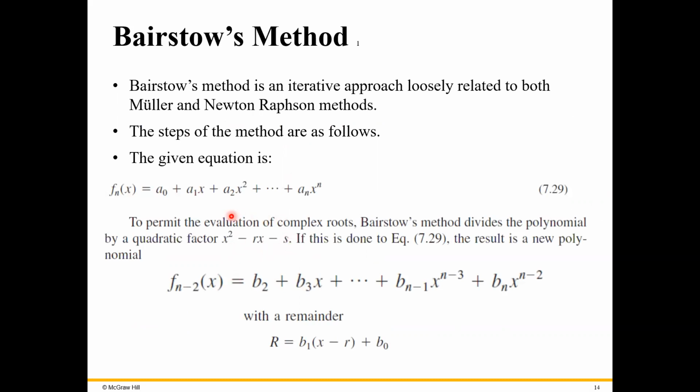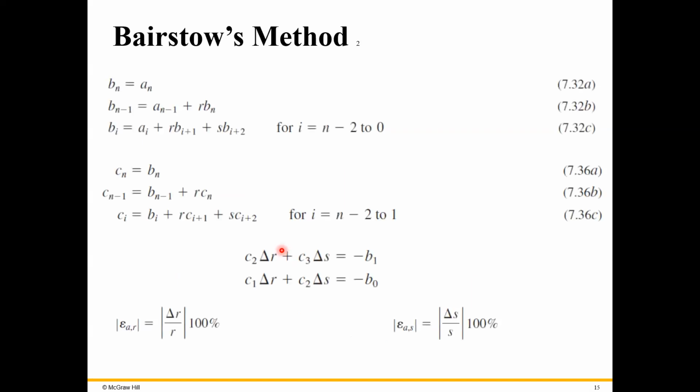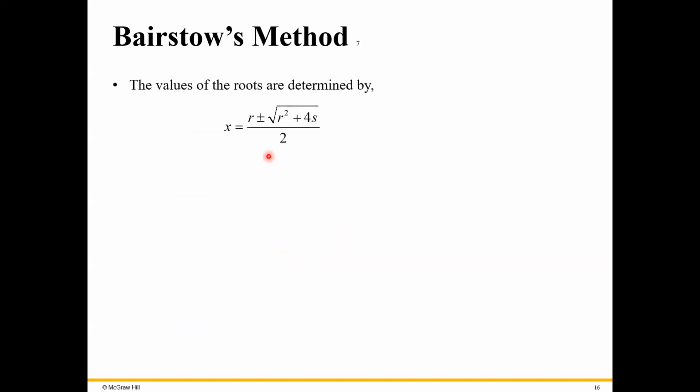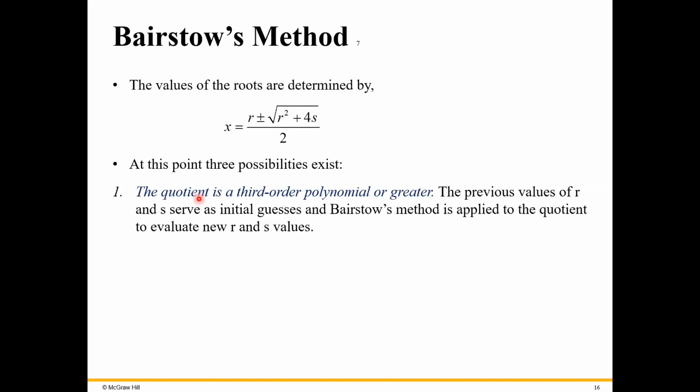If you use this factor as a quadratic equation, we can apply the quadratic formula on that, and that quadratic formula will give us the solution in this form, okay. So x is equal to r plus or minus the square root of r squared plus 4s, over 2. So at this point, there are three possibilities.